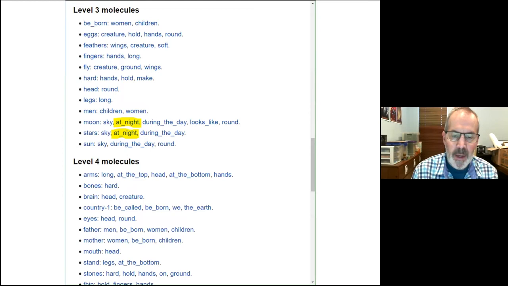Level three explications use molecules from level two. For example, moon and stars both depend on the molecule at night from level two, as well as some other molecules from level one and two, such as sky and during the day.